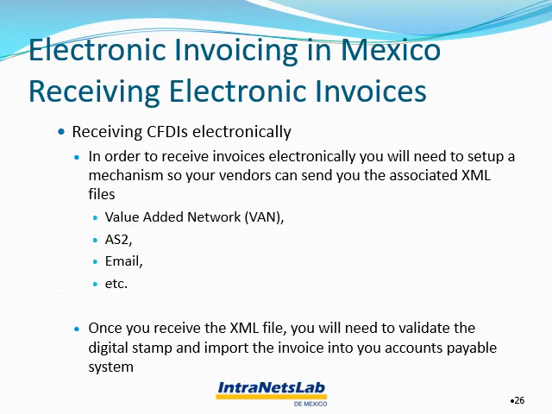In order to receive invoices electronically, you will need to set up a mechanism so your vendors can send you the associated XML files. You can do that via email or some other mechanism like a value-added network or AS2. Once you receive the XML file, you will need to validate the digital stamp and you will need to import the invoice into your accounts payable system.